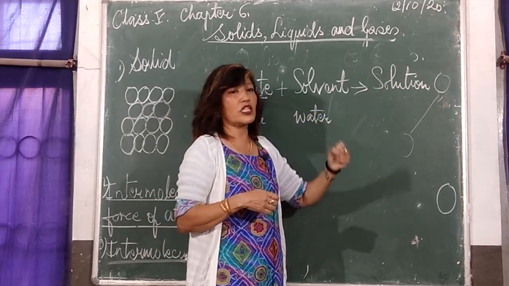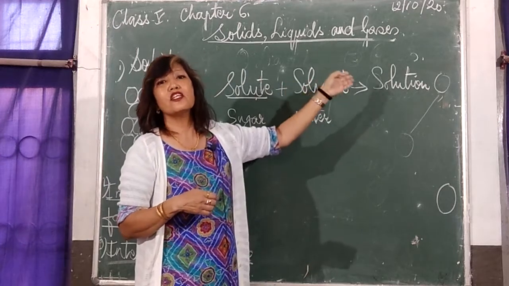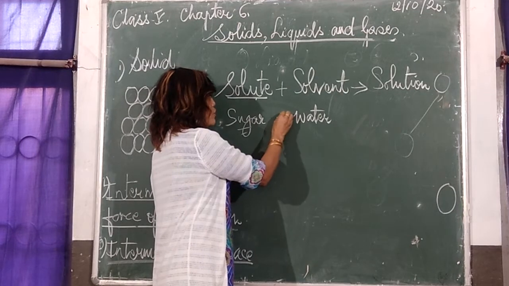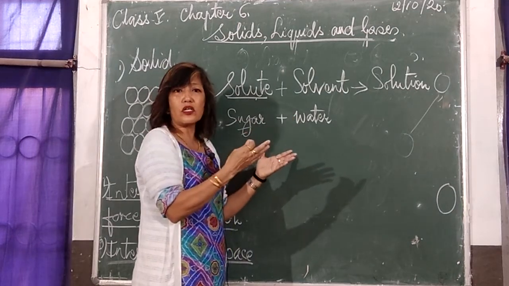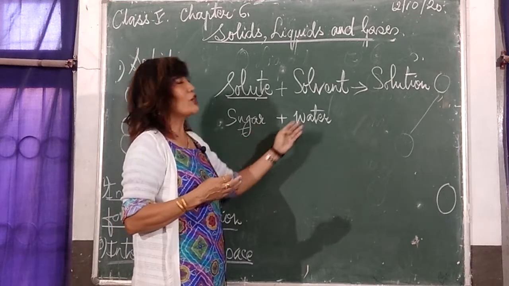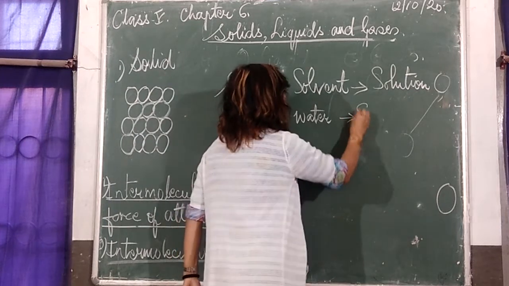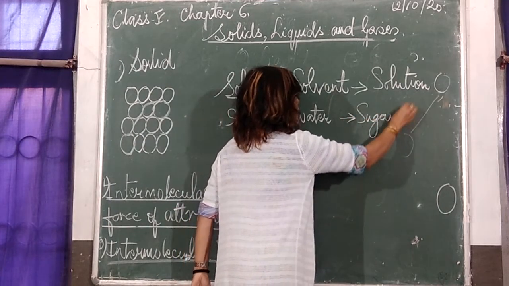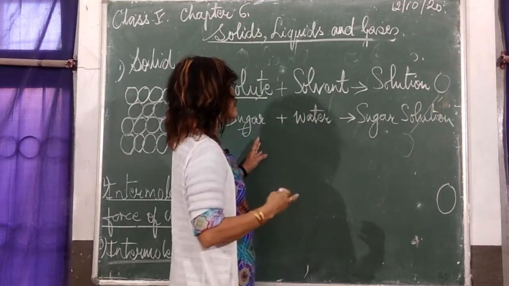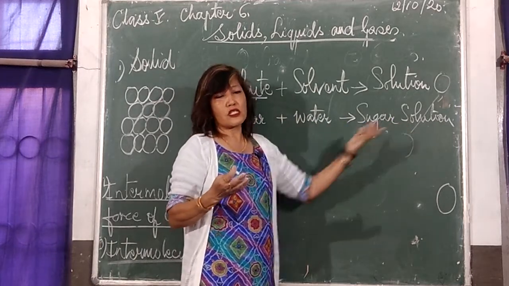So what is solution then? Solution is a mixture of solute and solvent. For example, when you mix sugar and water, sugar can easily get dissolved in water, where sugar is the solute and water is the solvent. And when they mix, they will make sugar solution. What type of solution? It is sugar solution. Since the solute is sugar, the mixture they will make is a sugar solution.